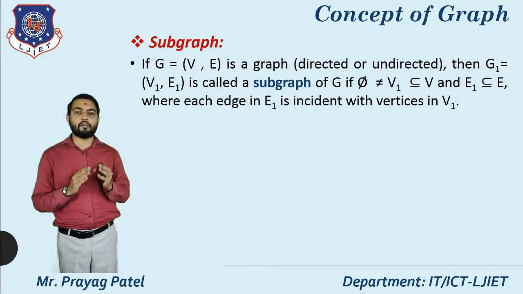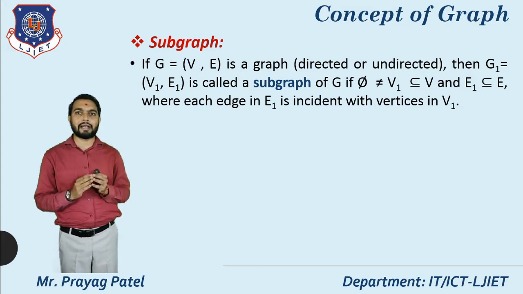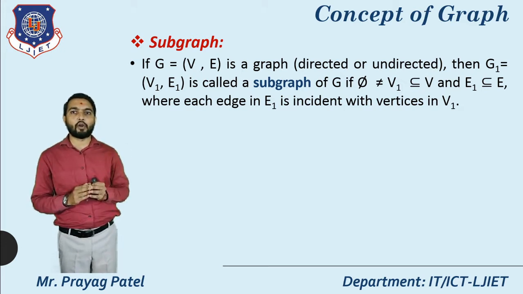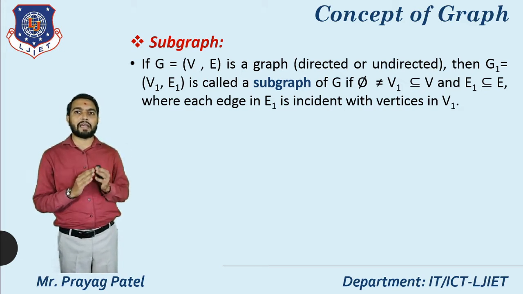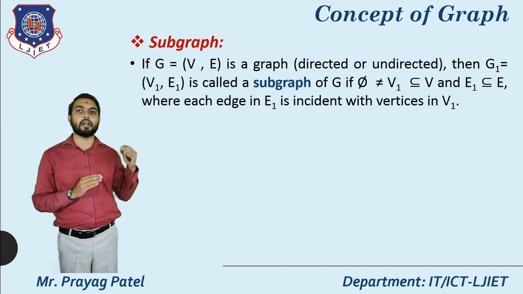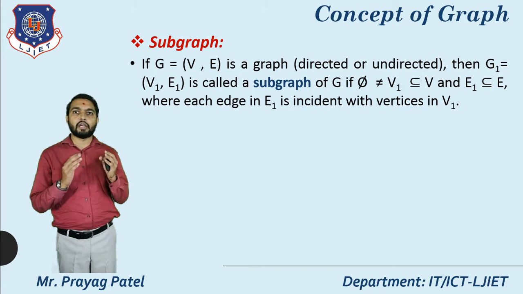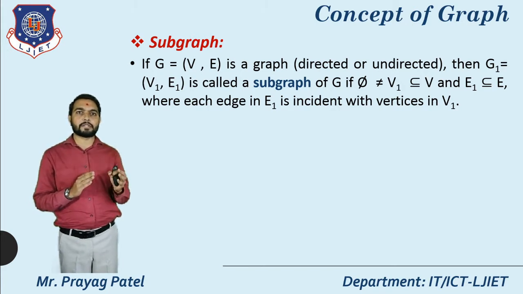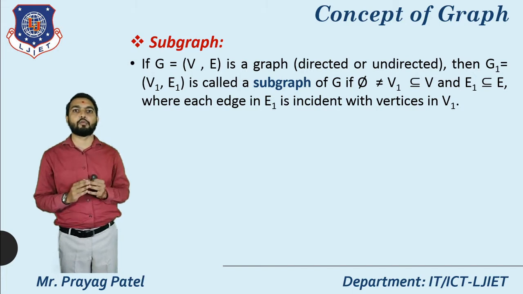Now what is V and what is V1? V means the set of vertices of the graph and V1 is the set of vertices of the subgraph. Now what is E and what is E1? E means the set of edges of your graph and E1 is the set of edges of your subgraph. Now here V1 is a subset or equal set of V, but compulsorily V1 is not equal to phi.